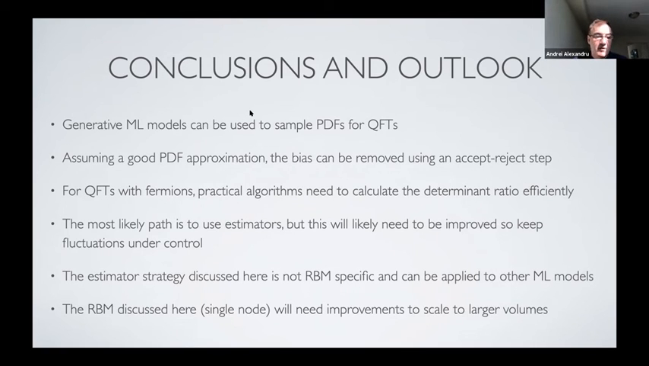The estimator strategy I discussed is not RBM specific. So in principle, you can marry this either with an improved RBM or with one of these normalizing flow kind of proposals. So that's something to keep in mind. And obviously, the RBM that I played with here is not performing very well at large volumes. So if you're interested in pushing in that direction, improvements for the RBM are required.